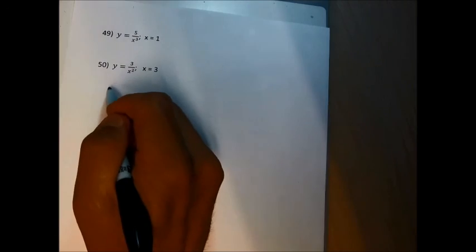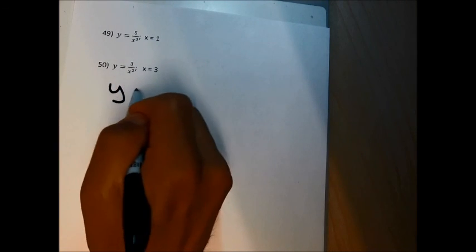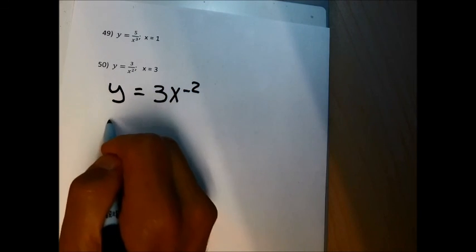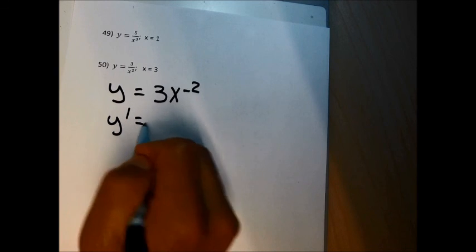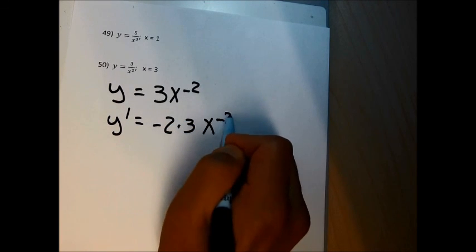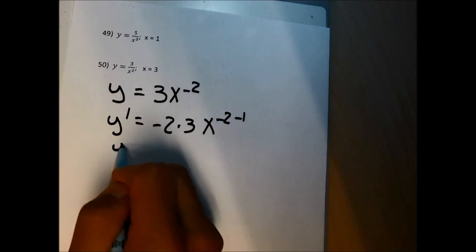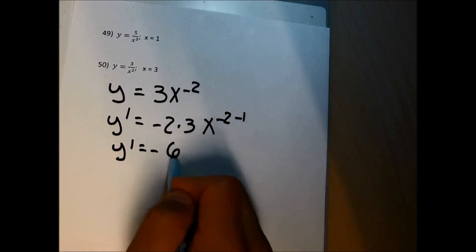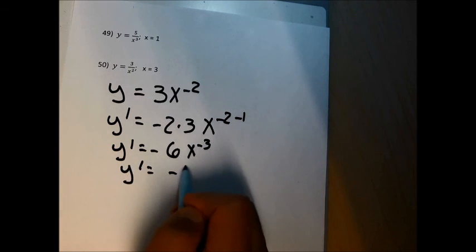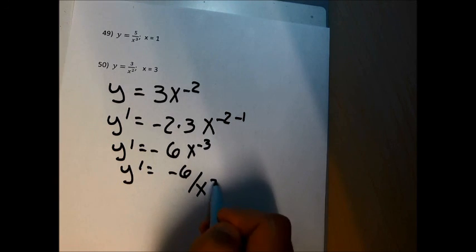Alright, so 50 doesn't look near as bad as the last problem, but 52 looks horrible. So let me see what 50 goes. So first I need to find the derivative. So I'm going to rewrite the problem as 3x to the negative 2. Now I'm going to find the derivative. Y prime equals negative 2 times 3x to the negative 2 minus 1. So y prime is negative 6x to the negative 3. Y prime equals negative 6 over x cubed.